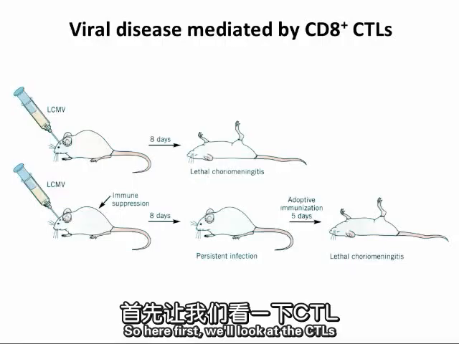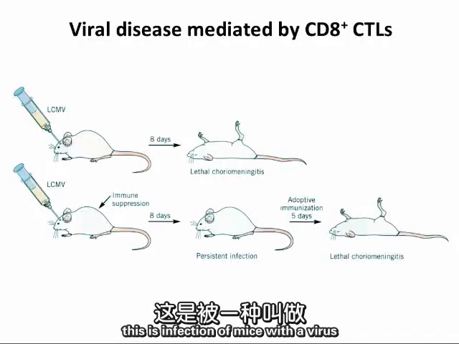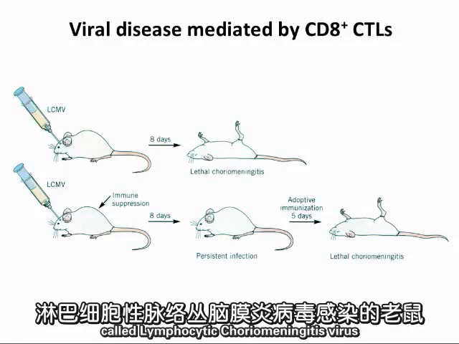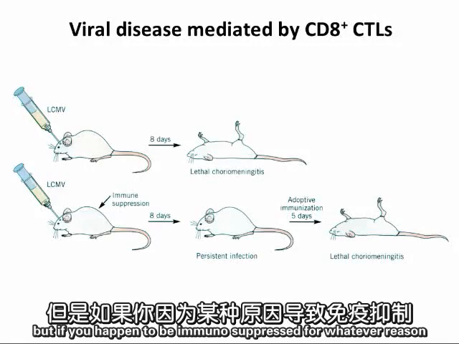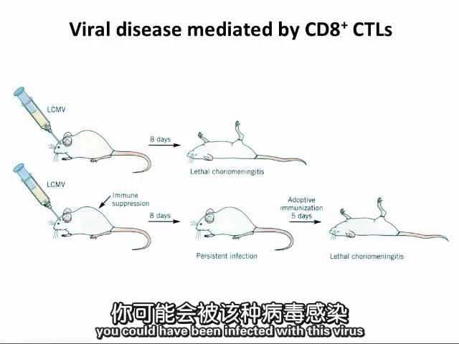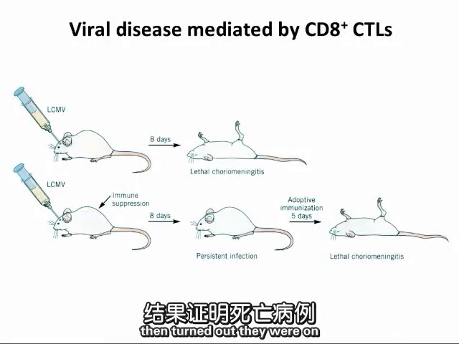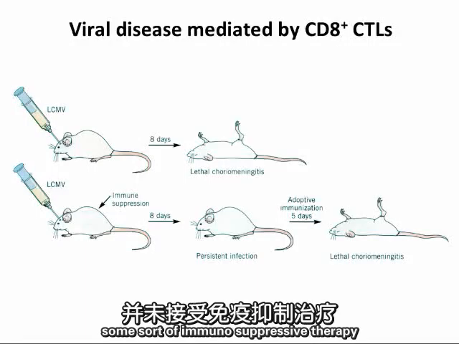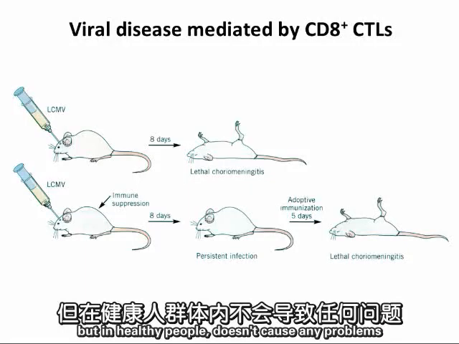So here first we'll look at CTLs, CD8 positive T cells, or cytotoxic T cells. This is infection of mice with a virus called lymphocytic choriomeningitis virus. This is mainly an infection of rodents, but if you happen to be immunosuppressed for whatever reason and you have a hamster, you could be infected with this virus. There have been examples of people who have died of viral infections and then it turned out they were on some sort of immunosuppressive therapy and they had a hamster and the virus went from the hamster into them. But in healthy people, it doesn't cause any problems.